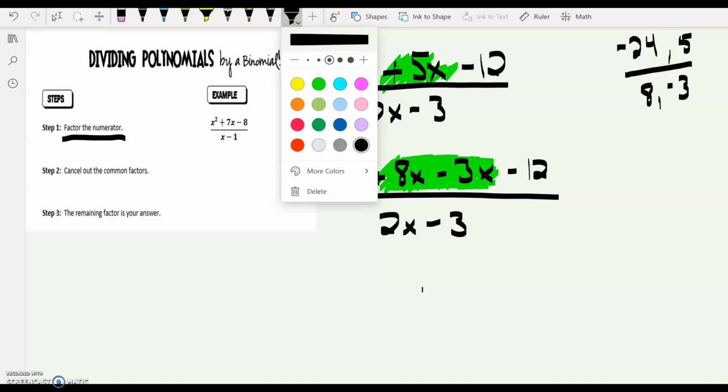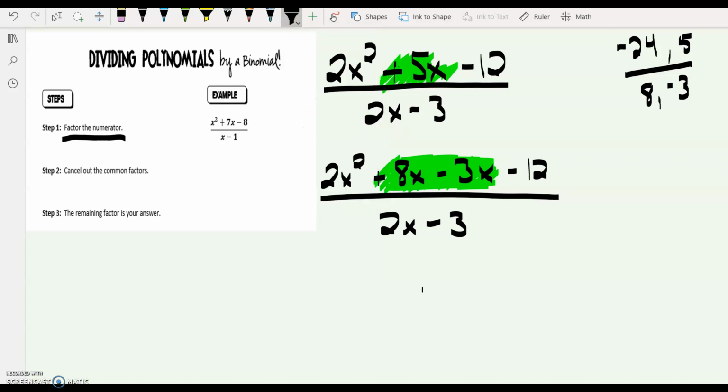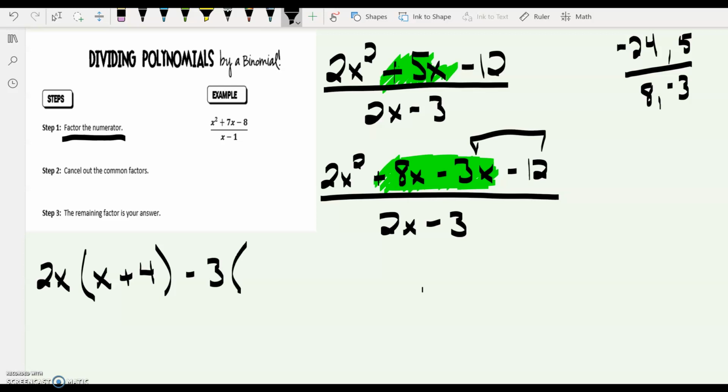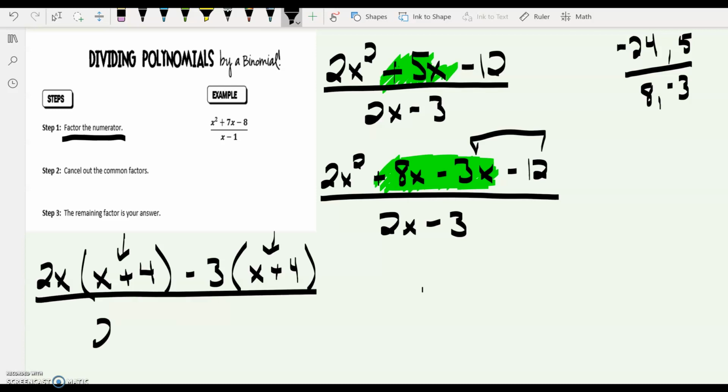So if I go ahead and factor the numerator, I'm going to start down here in the bottom left corner. We are left with a 2x, and this becomes x plus 4. And then with the negative 3x and the negative 12, I'm able to pull out a negative 3, and that becomes x plus 4. Again, if I'm factoring by grouping, what I have in parentheses better match up. This is all over 2x minus 3.